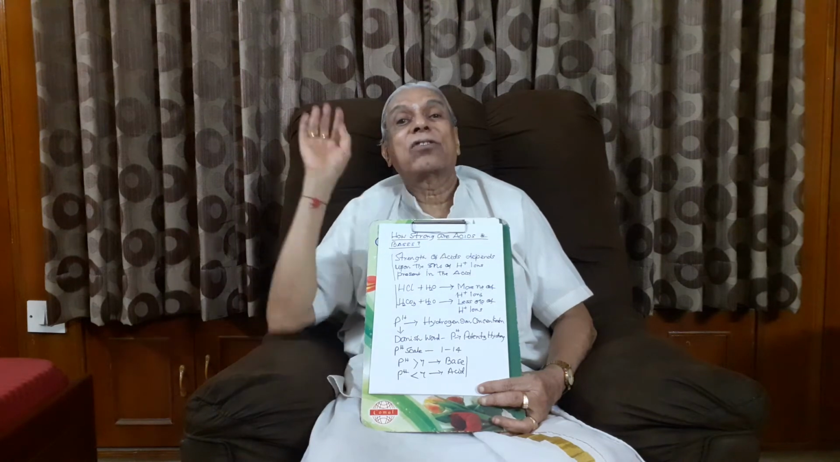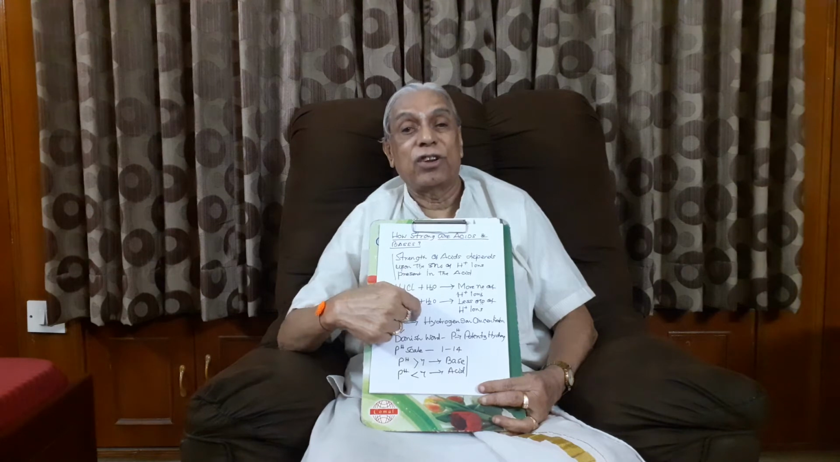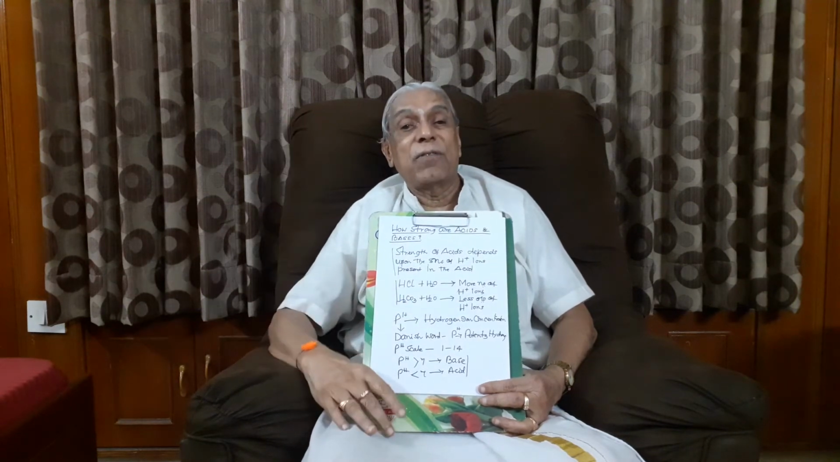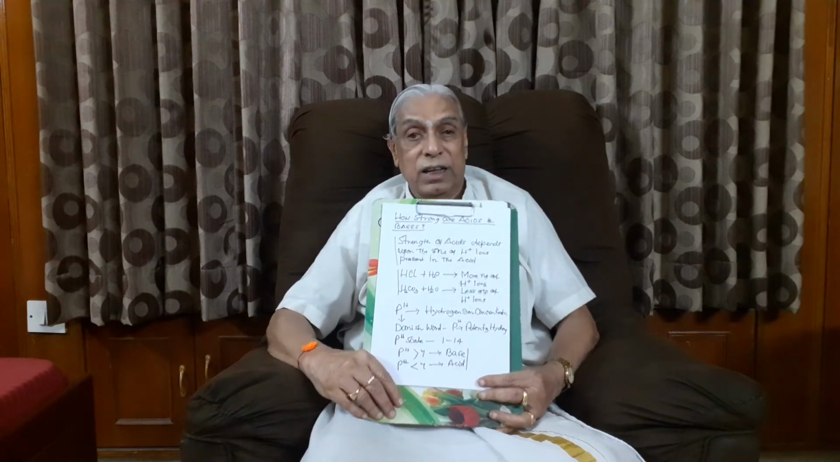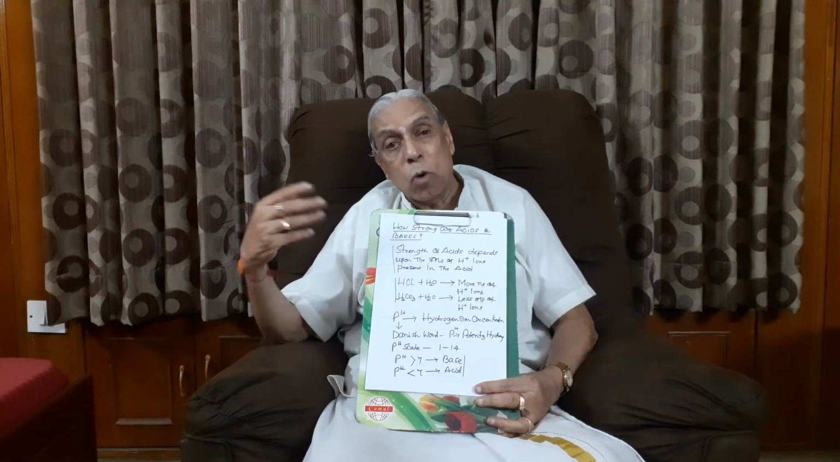When they dissolve in water, please understand, hydrochloric acid produces more number of H plus ions than carbonic acid. It means the degree of dissociation is higher here. The degree of dissociation of HCl is higher than the degree of dissociation of carbonic acid. That means it produces more number of H plus ions than carbonic acid. That is how I say that hydrochloric acid is stronger than carbonic acid. I hope you understand.